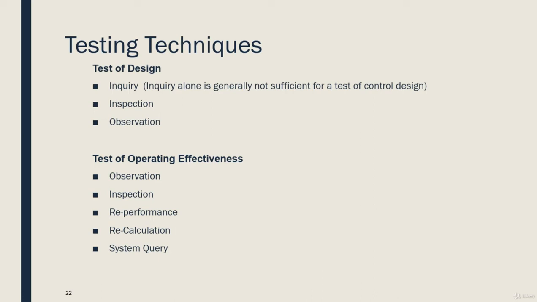For test of operating effectiveness, you can utilize the techniques listed here. Let's go through each one. Observation means that you can observe a process occur to make sure the control is performed as part of that process. An example would be observing someone using their badge to access the server room to test the control that access to the server room is restricted by badge access.